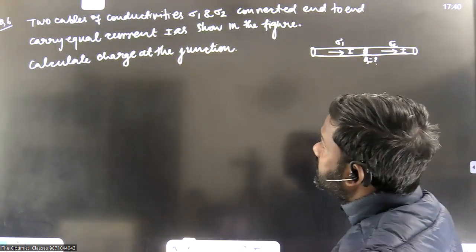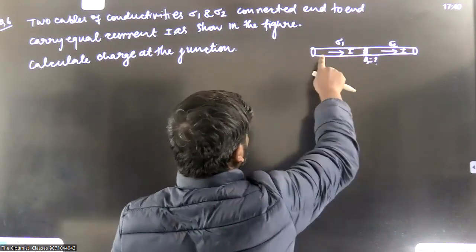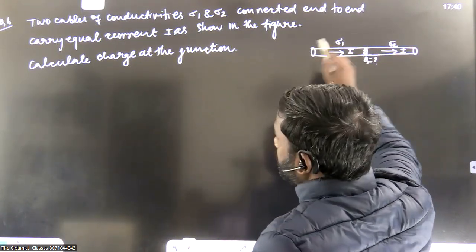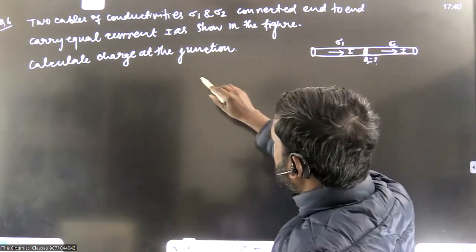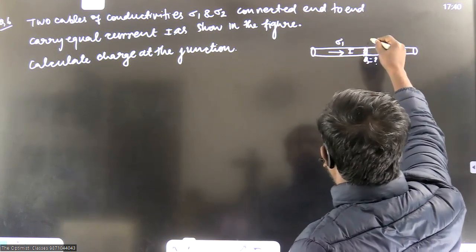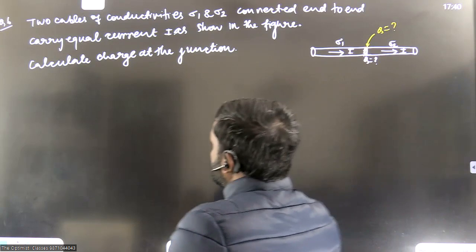Now question number 6. It says two cables of conductivity sigma 1 and sigma 2 are connected end to end and carry equal current I as shown in the figure. Calculate the charge at the junction. So here at the junction, we have to calculate the charge. What charge is there?